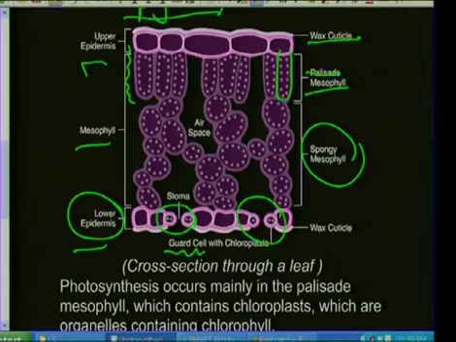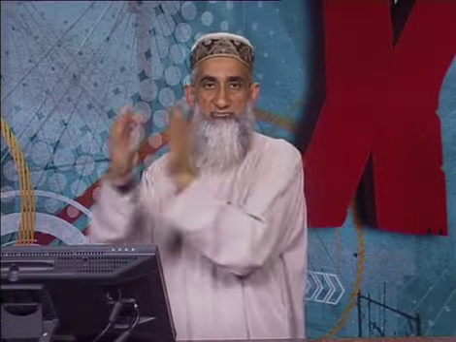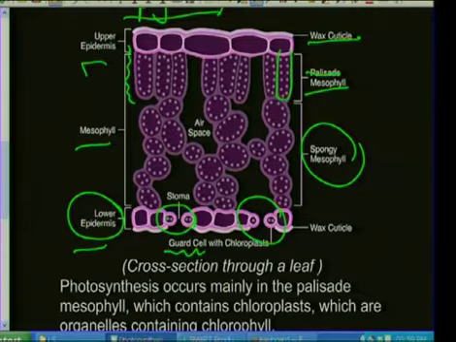Also notice the shape of these cells. These cells are elongated, very longish, and they are tightly packed like columns. How does this help? There's more of them. If there's more of them, then there will be more chloroplasts. And if there's more chloroplasts, more photosynthesis. Therefore, this area is the most suited.